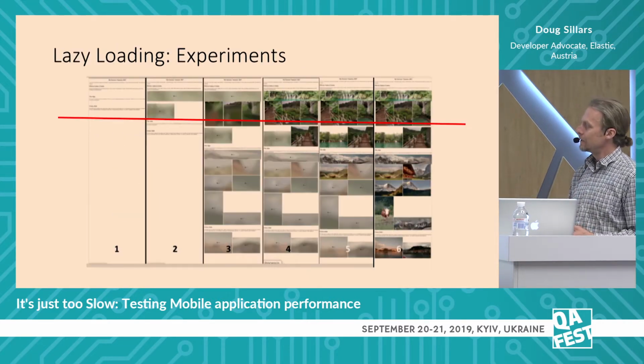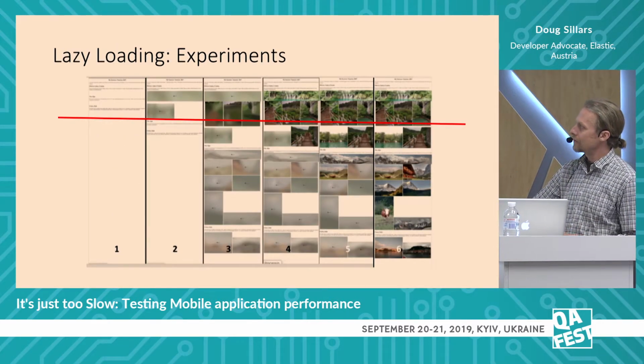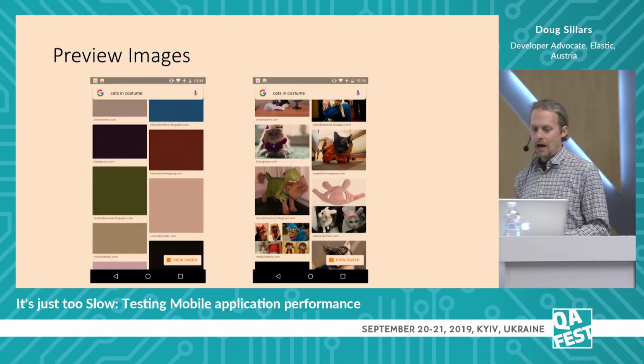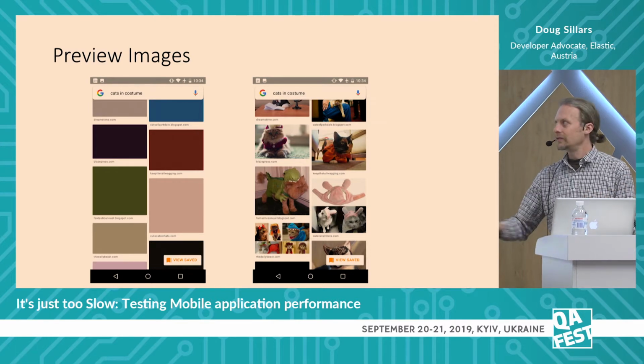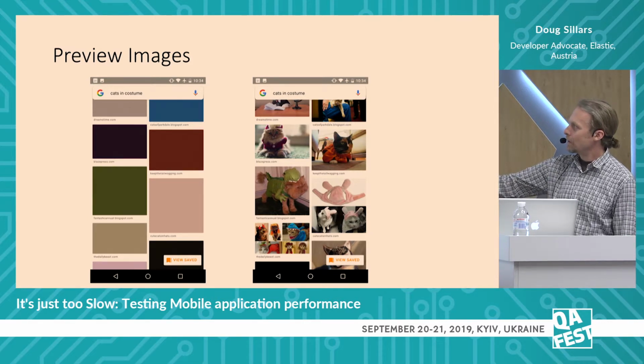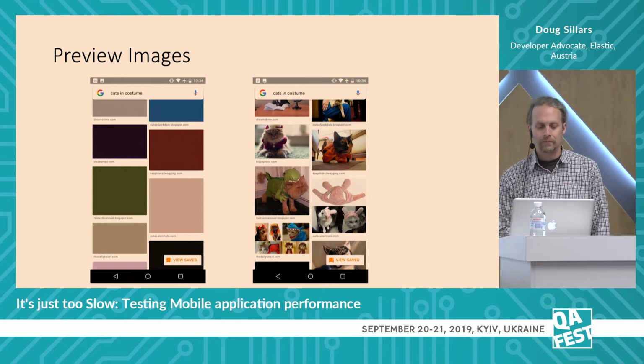And you may notice that I have these previews. These are vector graphics. So I'm using vector graphic previews. Medium does this. You can see Google image search does this. I was searching for cats in costume. I got a green box. It became a cat dressed up like an alligator. I got a purple one. It was a cat dressed up like a princess.